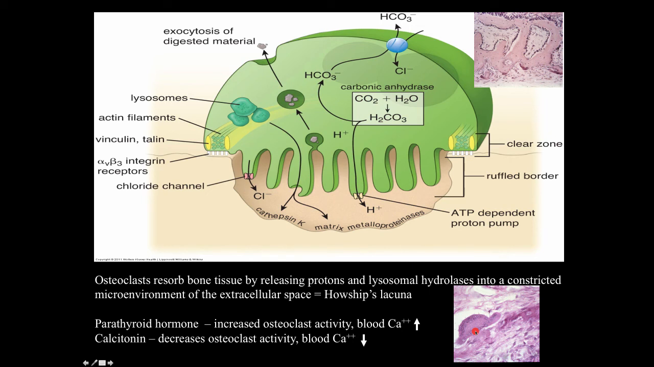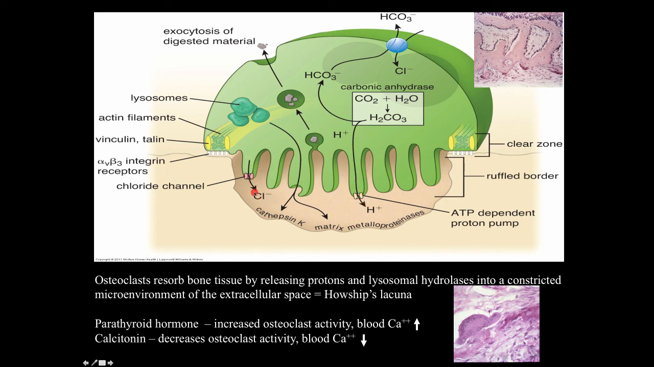The osteoclasts resorb bone tissue by releasing protons and lysosomal hydrolases into a very constricted microenvironment in the extracellular space. This constricted microenvironment is given the name Howship's lacuna, and what you can think of is this osteoclast almost forming a tight seal around the edge of the bone. You can see these cytoskeletal elements helping to form the tight seal with integrins. You can see the protons that are being generated with carbonic anhydrase and secreted into the extracellular space.